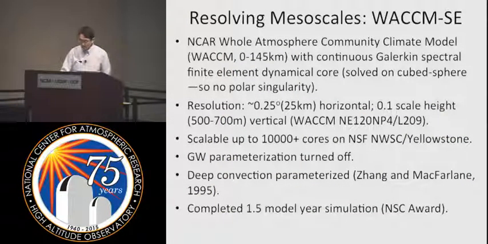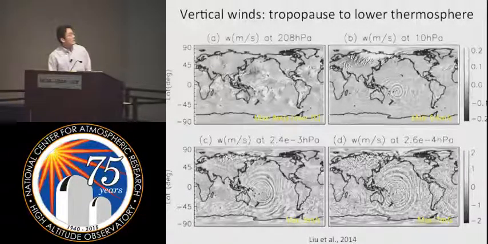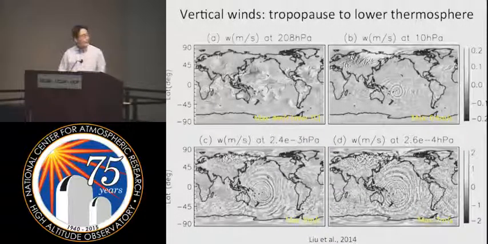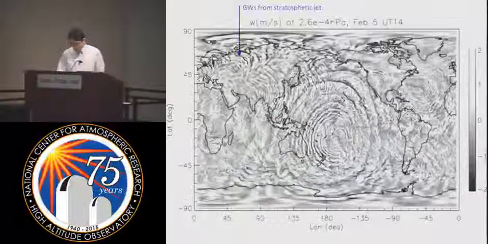I only have 3 minutes, so I will just show you some highlights from a recent study from the mesoscale resolving WACCM. Here we're looking at results of the vertical wind at different levels from the tropopause all the way to the thermosphere. You can see that in response to this very large deep convection, we have a lot of gravity waves that propagate up, and they become very significant when they go up to the lower thermosphere and cause a lot of large perturbations, and the implications of which still need to be further determined, especially for the ionosphere. So maybe I'll skip this.